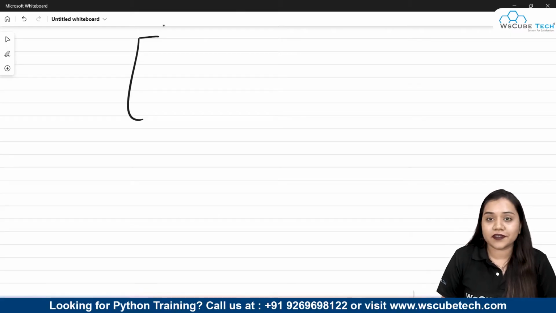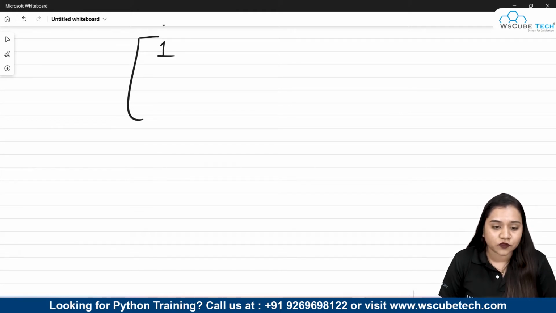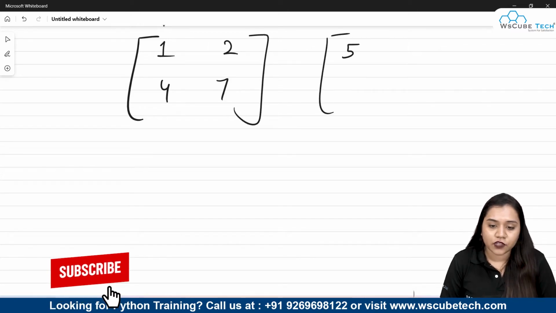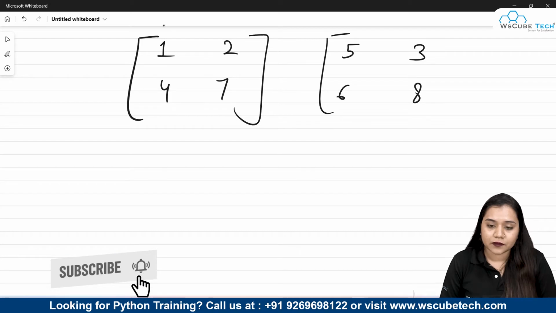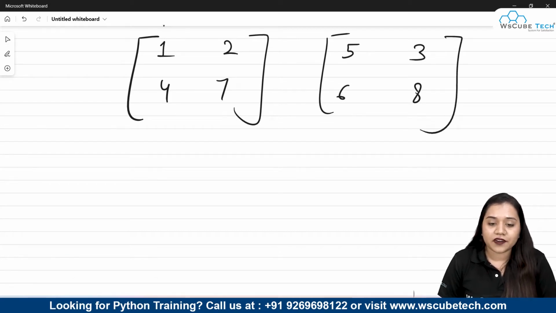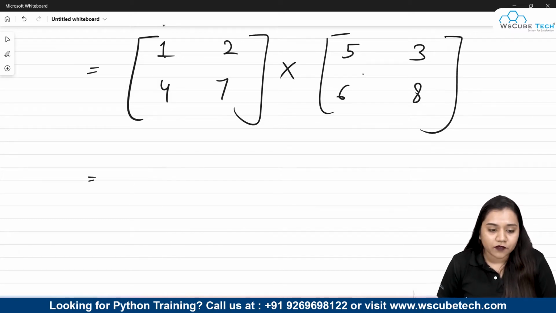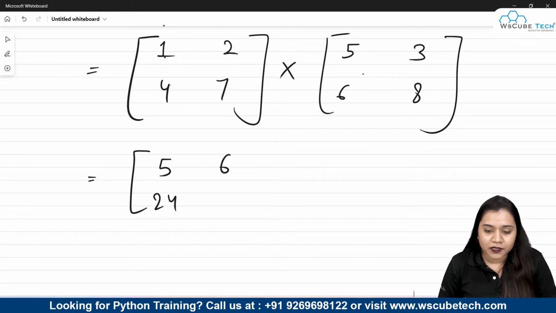First of all, what are matrices? Matrices are a formation in which numbers are arranged in the form of rows and columns. Suppose we have a matrix 1, 2, 4, 7 and another matrix 5, 3, 6, 8. If I want to find the matrix multiplication of these two matrices, we cannot multiply 1 by 5 to get 5, 2 by 3 to get 6, 4 by 6 to get 24, and 7 by 8 to get 42. We cannot get the multiplication in this way.